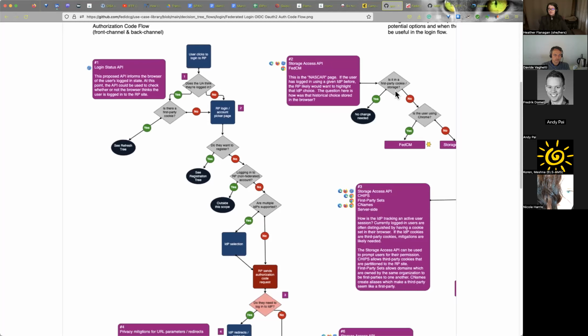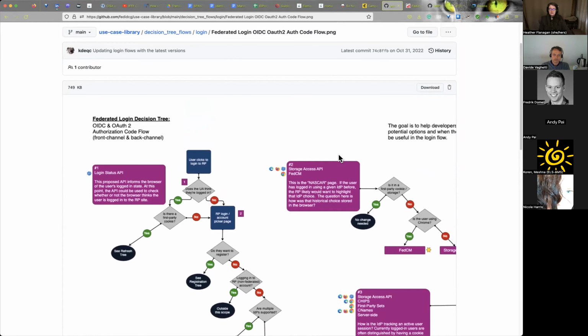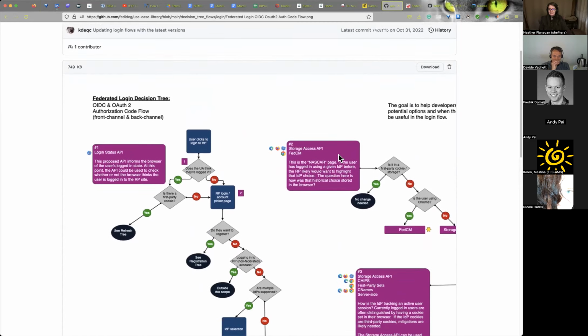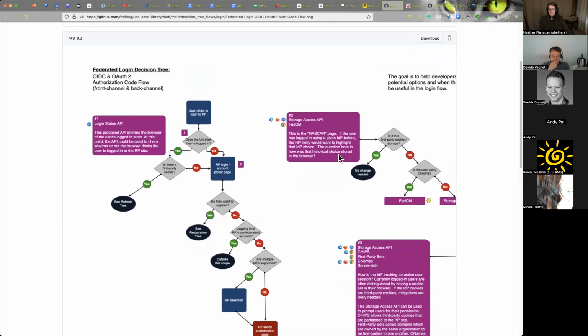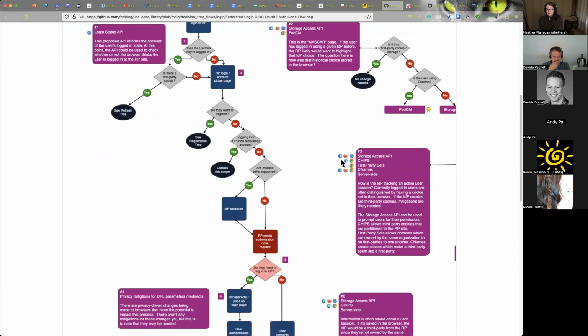Is information in a first-party cookie? If yes, then don't worry about it. If no, well, this is part of where the storage access API might come in and who's working on it, or it might be where FedCM comes in. We haven't updated this in a couple months, but you get an idea for how dynamic the space is and why it's so hard to tell people, here's what you're going to need to do, because we just don't know yet.